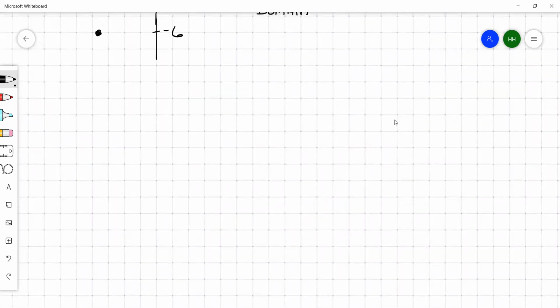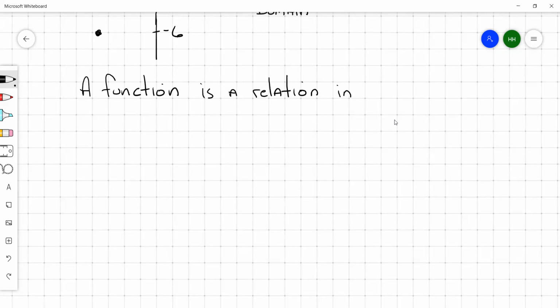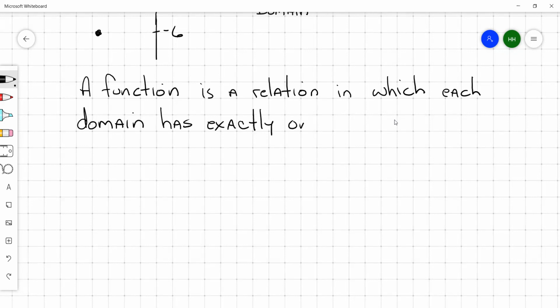Now, another definition. A function is a relation in which each domain has exactly one range. A function is a relation in which each domain has exactly one range.